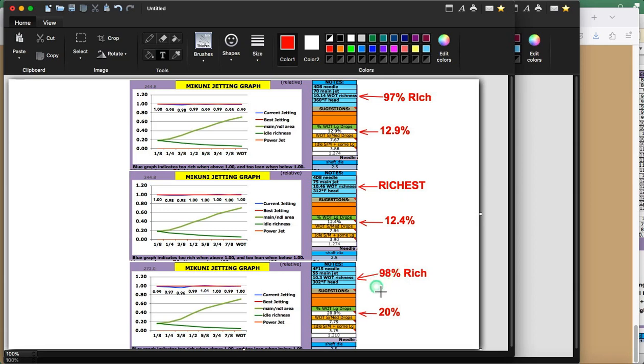But the richest jetted one was hotter than the 2% leaner jetted one. You know, I need to do some more testing. One test is not going to be the end all, but it's a step in that direction to prove the theory.